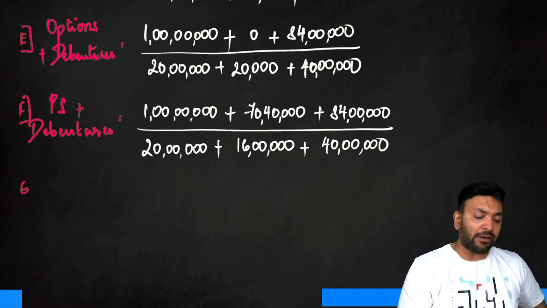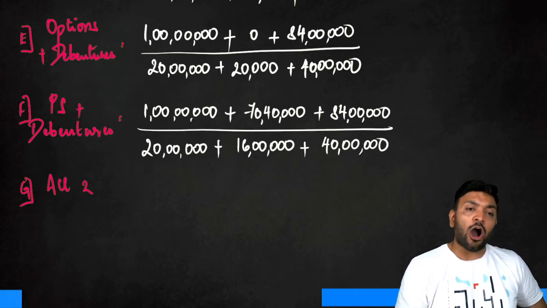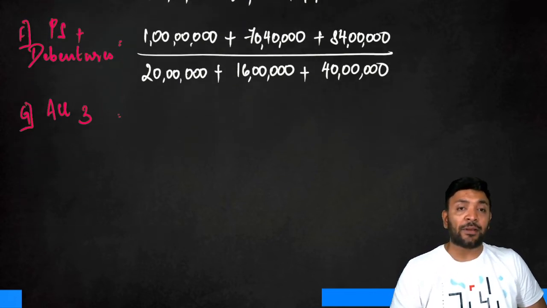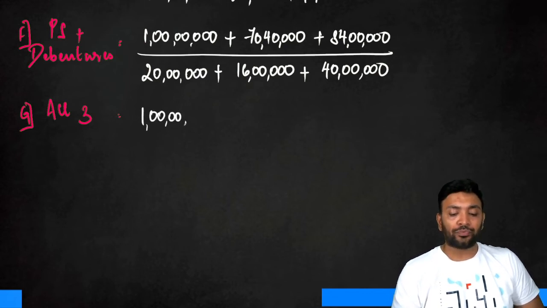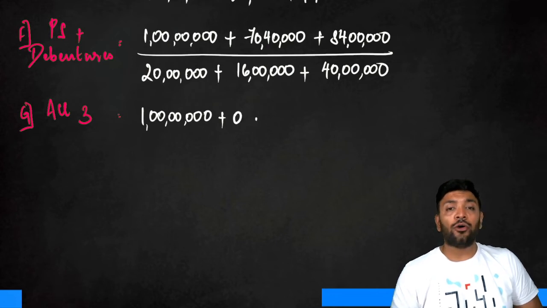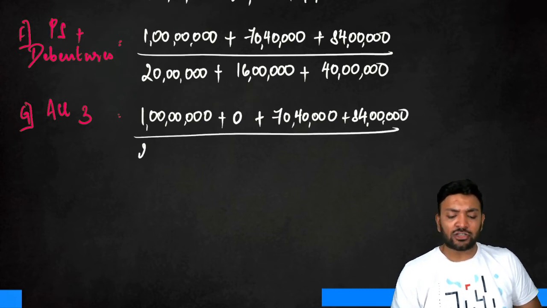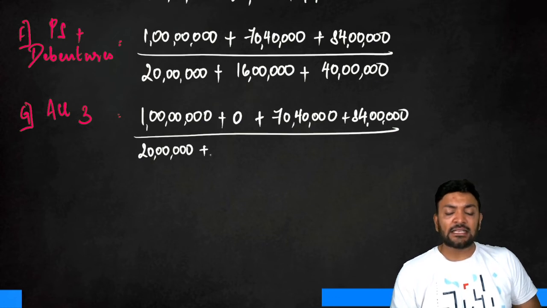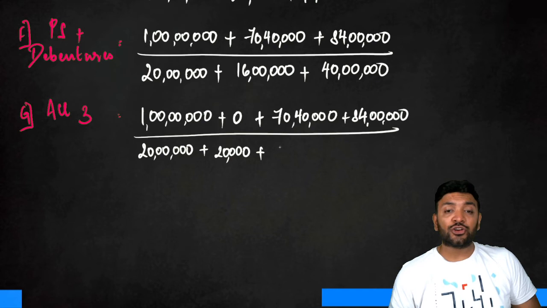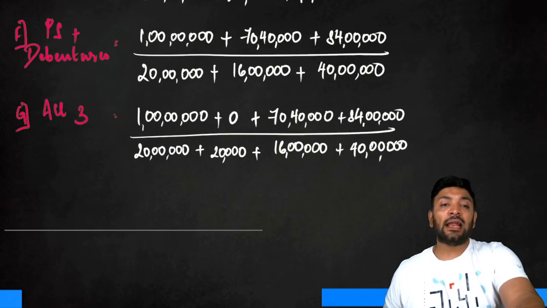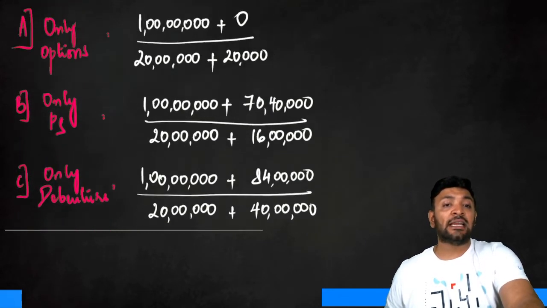Last but the most important, all three, where all options, preference shares, debentures, everything gets converted into equity shares, then how your diluted EPS will look. PAT 1 crore plus increase in PAT, option 0, preference share 70,40,000 and debenture 84 lakhs. What about your denominator? WANS 20 lakhs already existing. Increase in WANS due to option 20,000. Increase in WANS due to preference share 16 lakhs. Increase in WANS due to debenture 40 lakhs. Try to calculate what is your potential dilution in EPS in each of these cases.